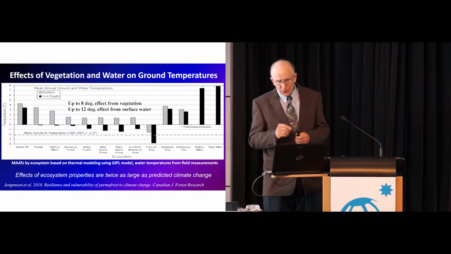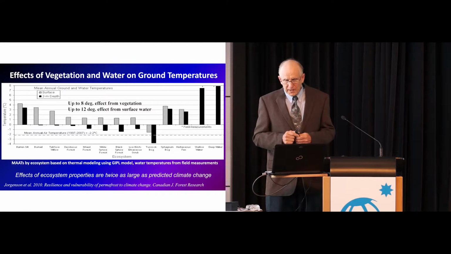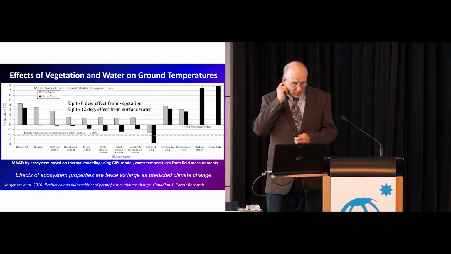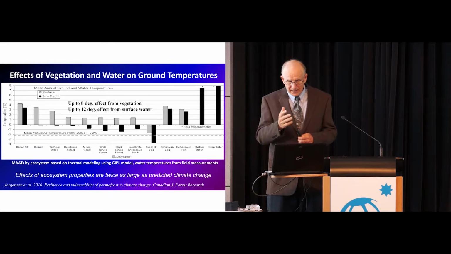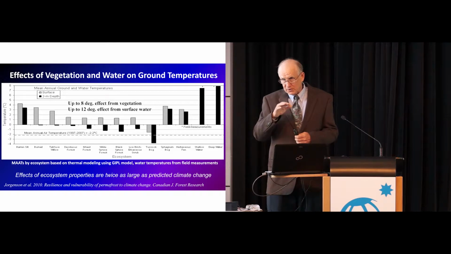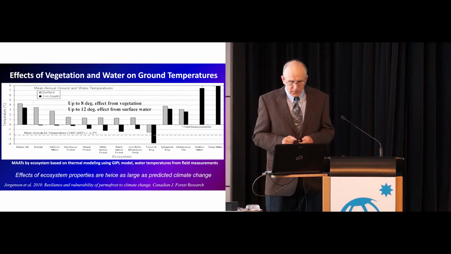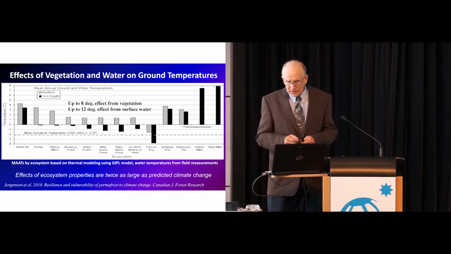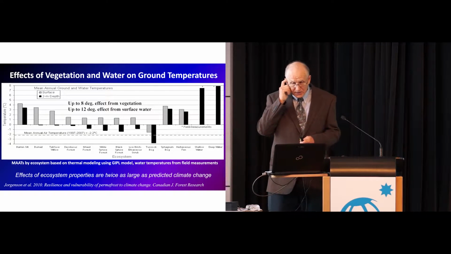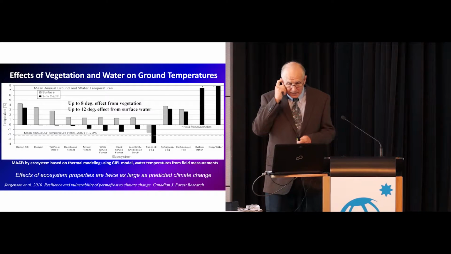We confirmed these interactions with some thermal modeling, with Vlad using his GIPL model to assess the effects of vegetation on ground temperatures, and we parameterized the model with soil properties from our field studies. And we found that soil temperatures at the surface could vary by about 6 degrees across vegetation types from barren landscapes to the coldest tussock bogs.